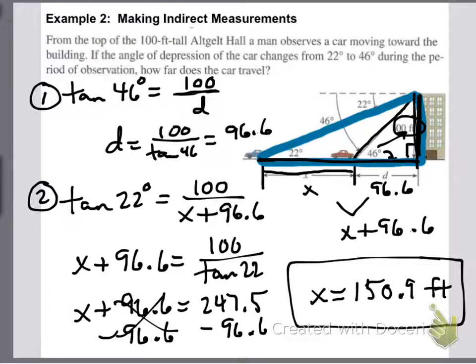So when you have a diagram like that, you want to make sure that you use the small triangle first, then use the big one. Okay? Now the next problem is going to be just like this, but notice what they give you and what they don't give you.